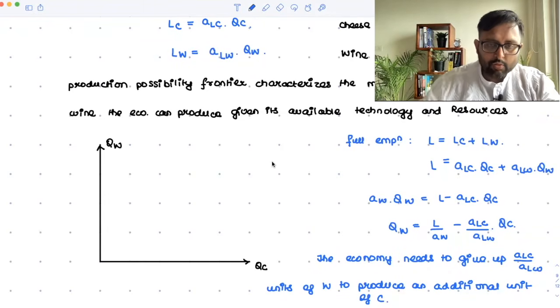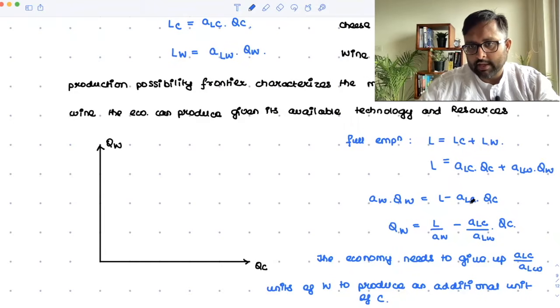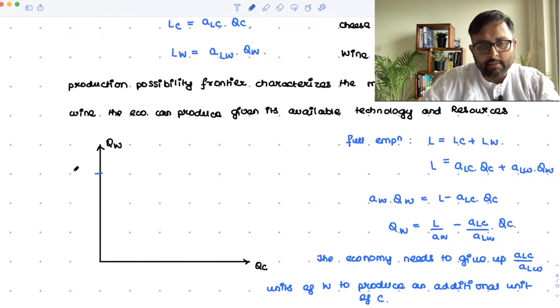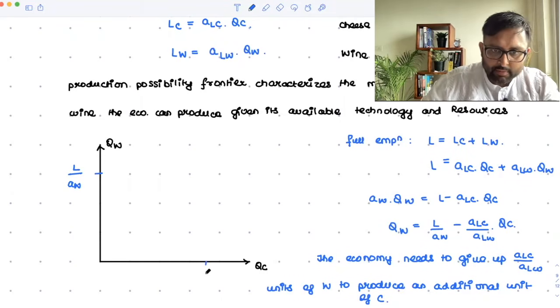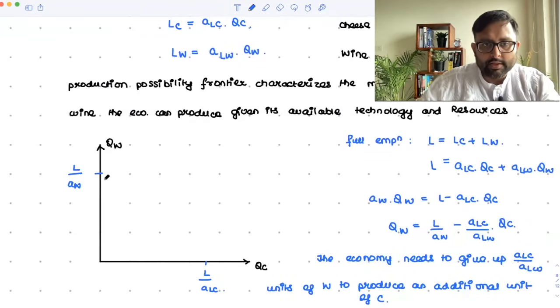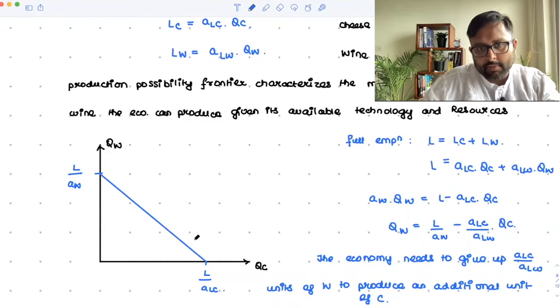And if you just want to plot this, QW is equal to this thing. So if QC is 0, QW is L upon ALW. And if QW is 0, then QC is L upon ALC. You can join them by a line segment, and this is what my PPF is. And the slope of this line segment is what?